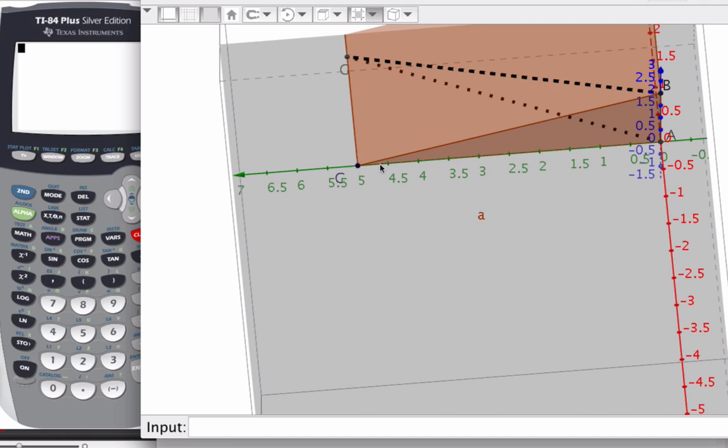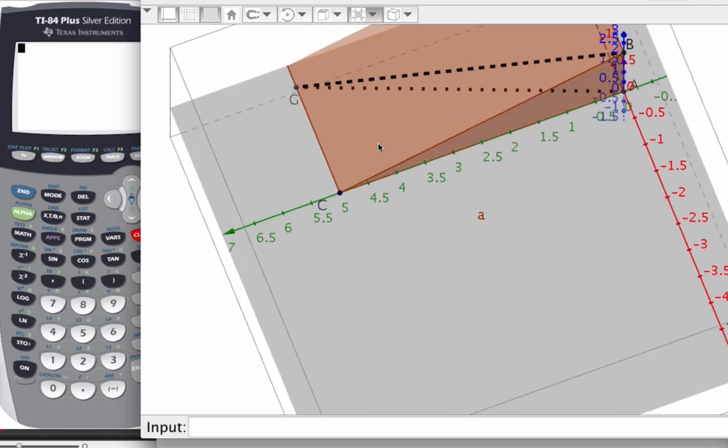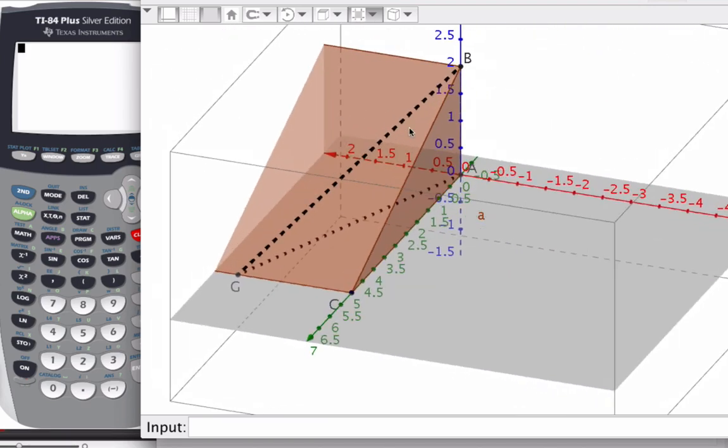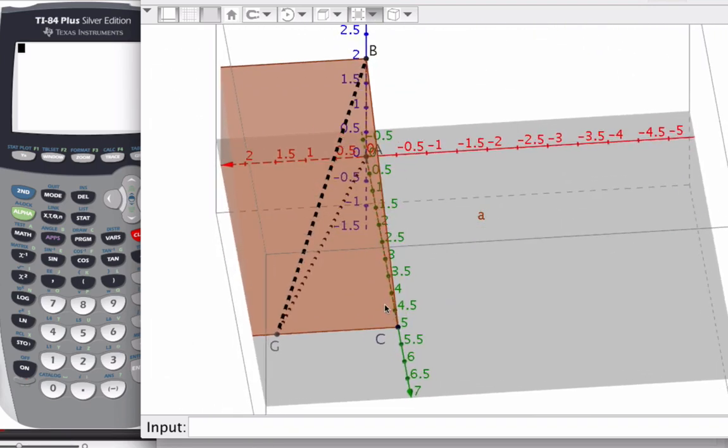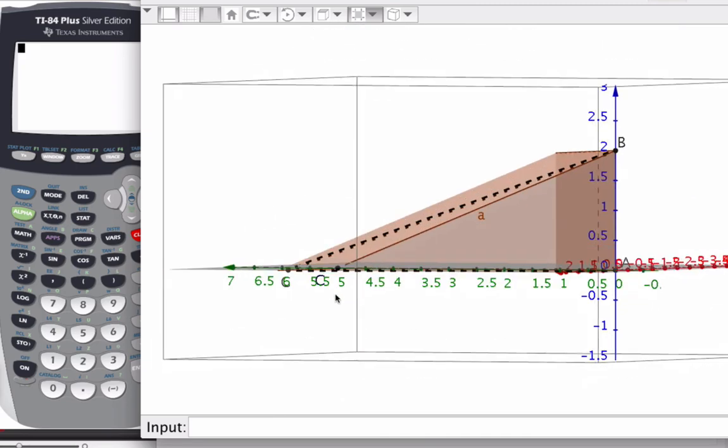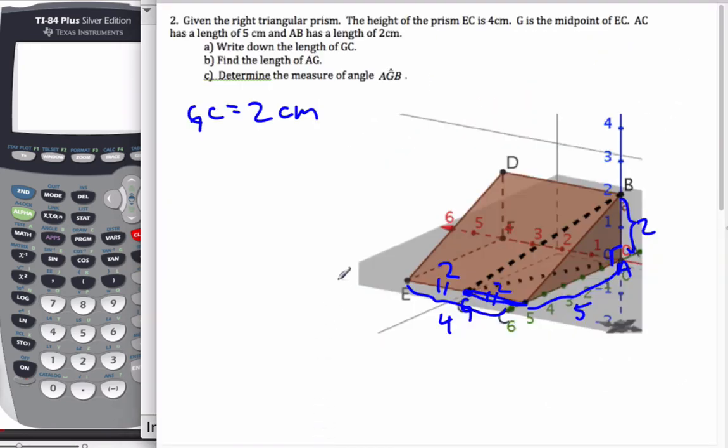I can see that there's a right triangle underneath here. And so if that's the case, I'm going to use Pythagorean theorem to help me find the missing side. So if I redraw that triangle, here's the triangle. It's where the prism is sitting on, and this is the point C. This is G, which we know is 2. This is a right angle, and this is A. We know that CA is 5.